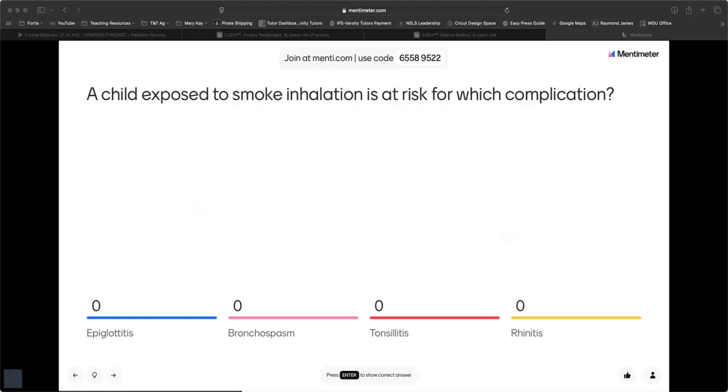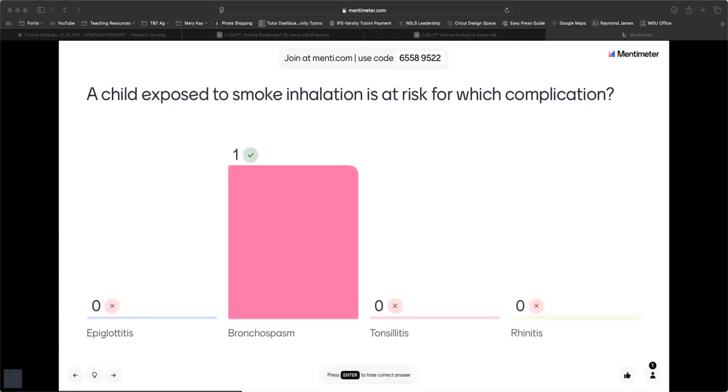So if we have a child that's exposed to smoke inhalation, what complication are they at risk for? What happens to our airways when we inhale smoke? I think inflammation. It's going to cause that airway inflammation, increase our respiratory distress, can cause bronchospasms. So as those airways get irritated, they kind of quiver and spasm with that smoke.